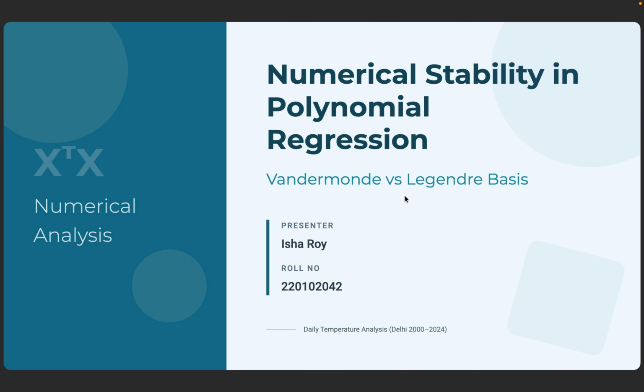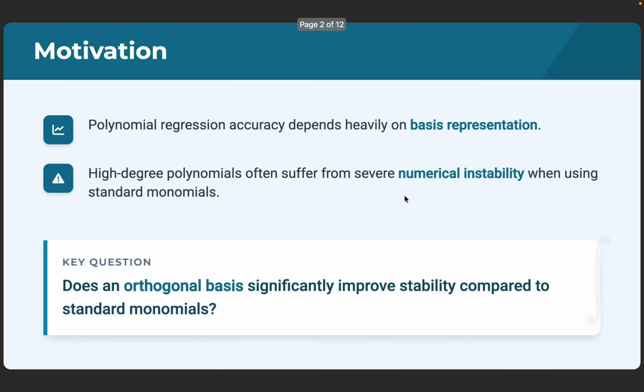Today I will present my work on numerical stability in polynomial regression, focusing on a comparison between Vandermonde and Legendre polynomial bases. In this slide, we will talk about how polynomial regression accuracy depends strongly on the chosen basis representation. When high degree polynomials use standard monomials, severe numerical instability often occurs. So the key question we investigate is, does an orthogonal basis significantly improve stability compared to standard monomials?